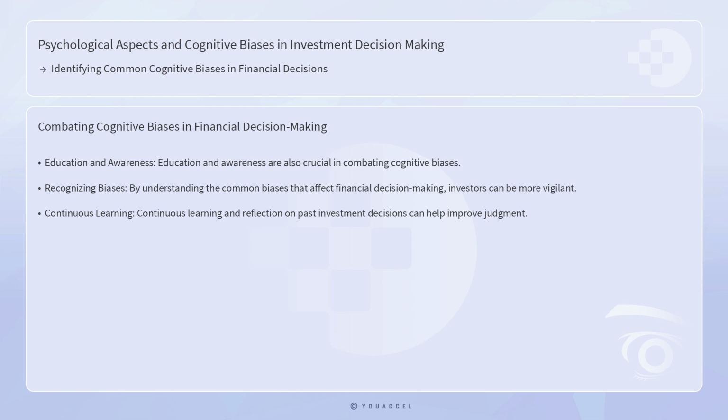Education and awareness are also crucial in combating cognitive biases. By understanding the common biases that affect financial decision-making, investors can be more vigilant in recognizing and addressing these biases in their own behavior. Continuous learning and reflection on past investment decisions can help improve judgment and reduce the impact of cognitive biases over time.